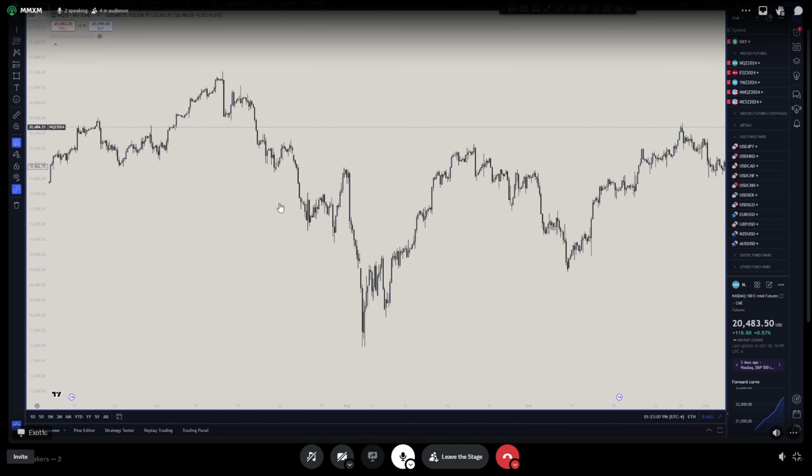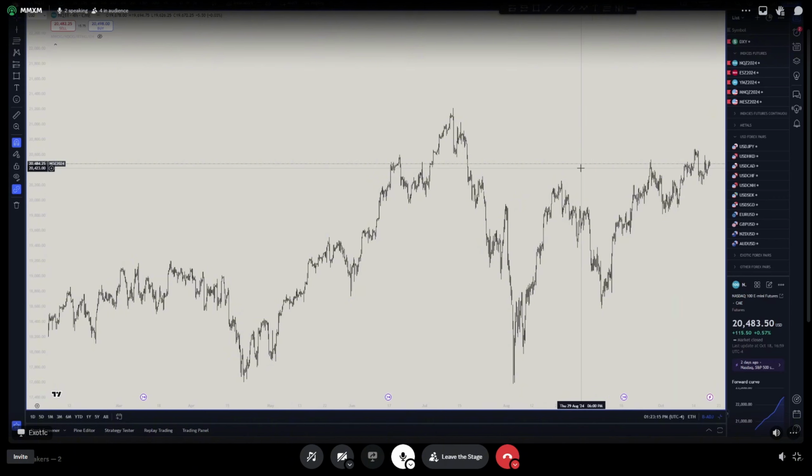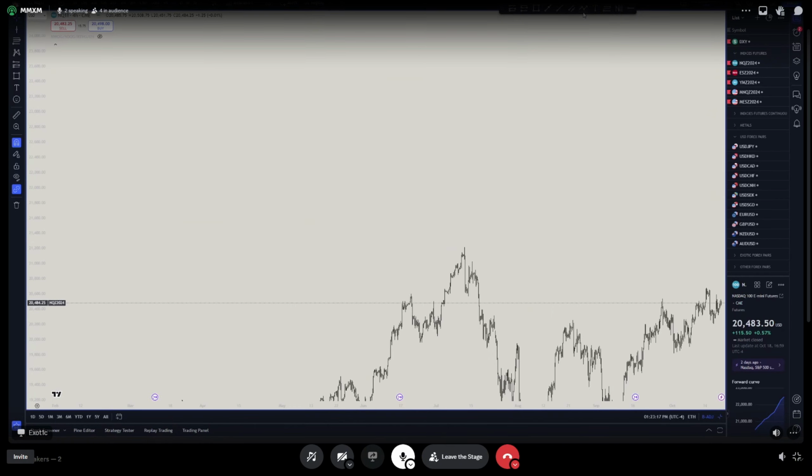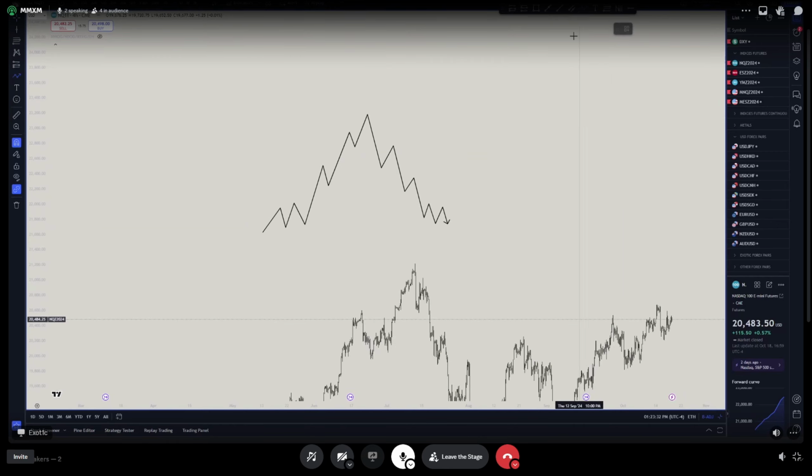Market maker models. So market maker models is essentially how the market moves consistently every single time. Since time is fractal, you're going to see a market maker model in every single time frame. You're going to have a market maker sell model and a market maker buy model, right? So for this here is your market maker sell model. And then here is going to be your market maker buy model here.